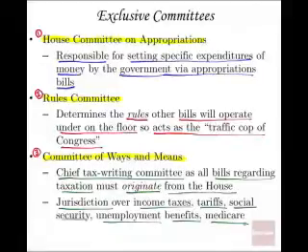Again, these three committees, as far as the AP exam is concerned, you want to know as being these exclusive committees, that if your goal is to wield a lot of power in the House, you want to belong to one of these three committees.